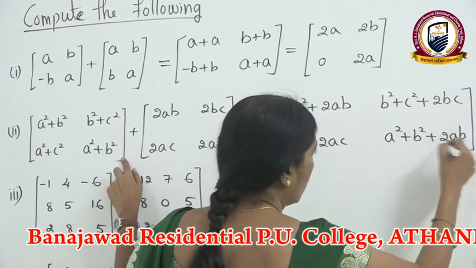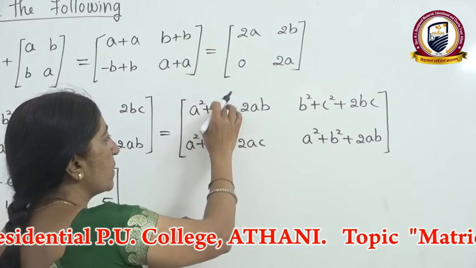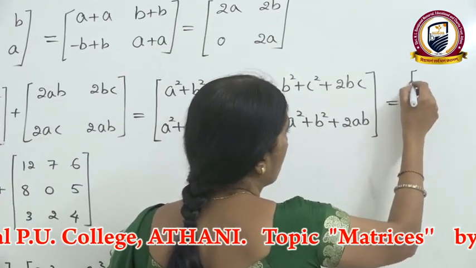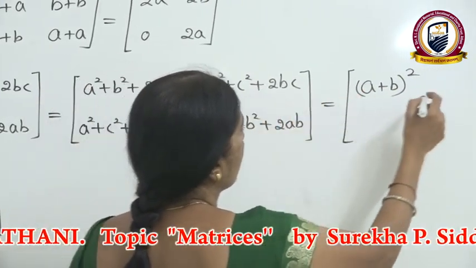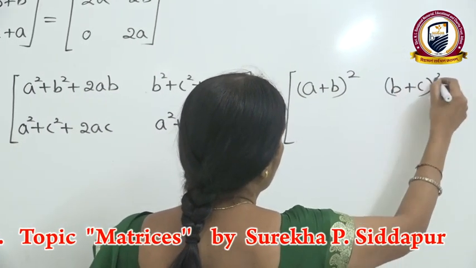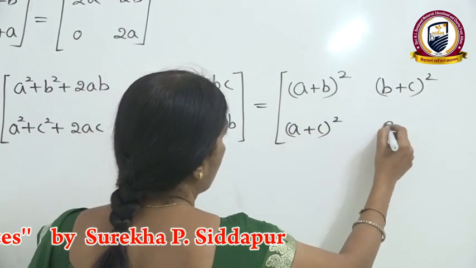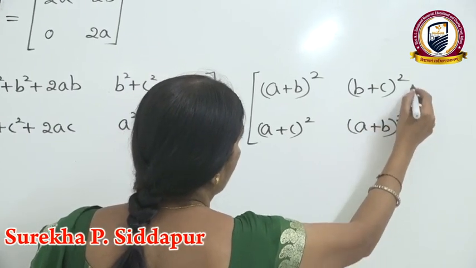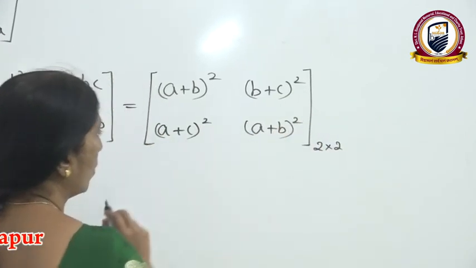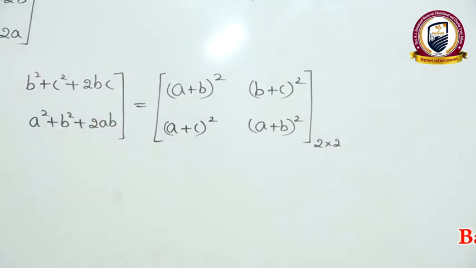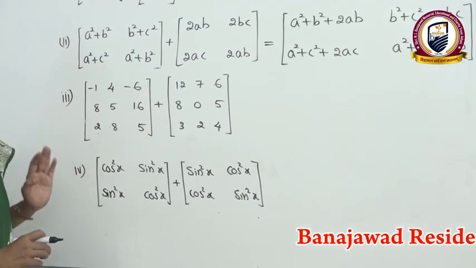So here already the students are familiar with the formula. See, when you observe this, what is a square plus b square plus 2ab? You can write it as a plus b whole square. Similarly, the next one will be written as b plus c whole square. The next is a plus c whole square. A plus b whole square. How many rows and how many columns? 2 rows, 2 columns. Like that, in the third and fourth, just add the corresponding elements and take that as an assignment.